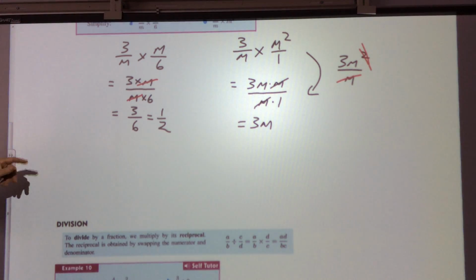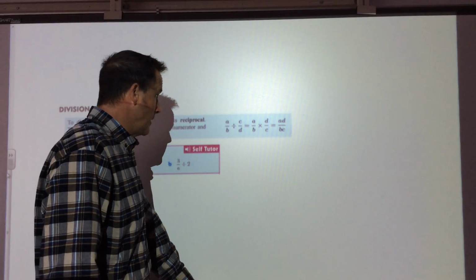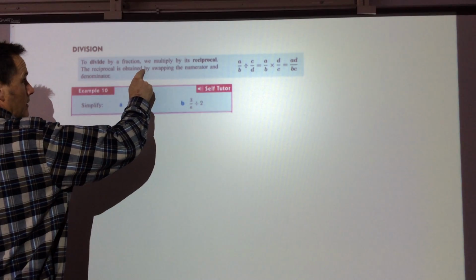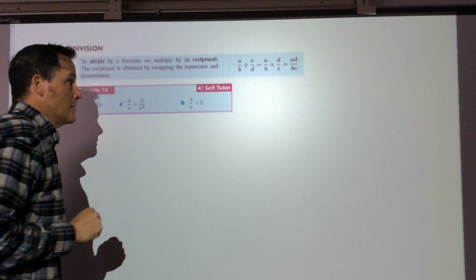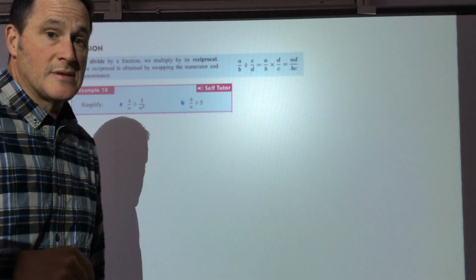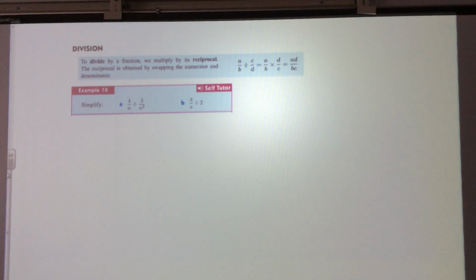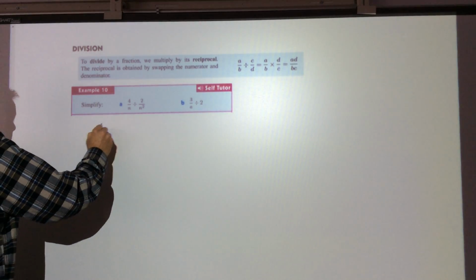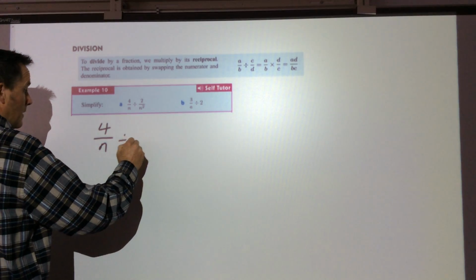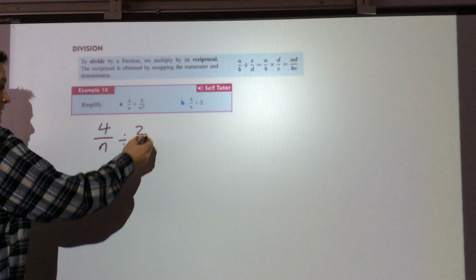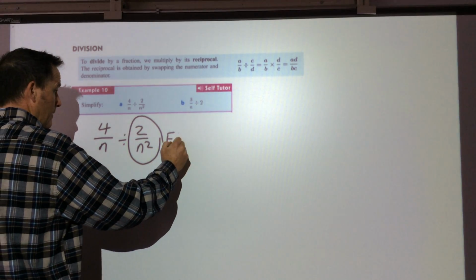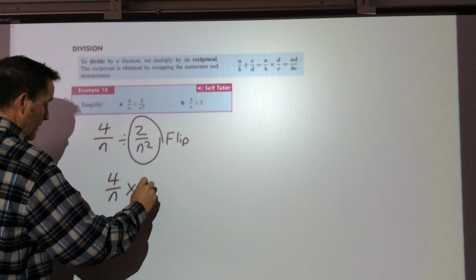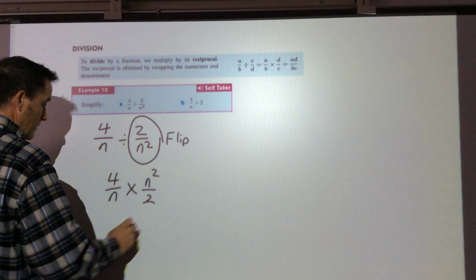So, that's multiplication. Division, as you know, comes back to multiplying by the reciprocal. So if I have a over b divided by c over d, it becomes a over b times d over c. Just check, make sure. Perfect. So if I have 4 over n divided by 2 over n squared, flip. 4 over n times n squared over 2.